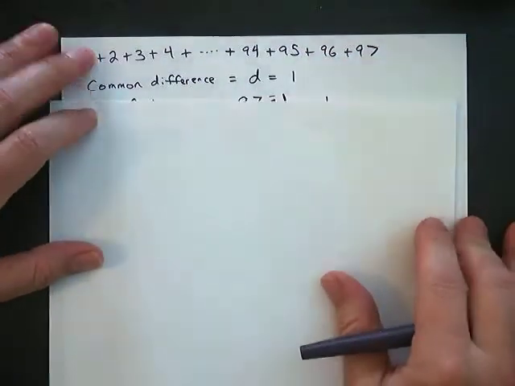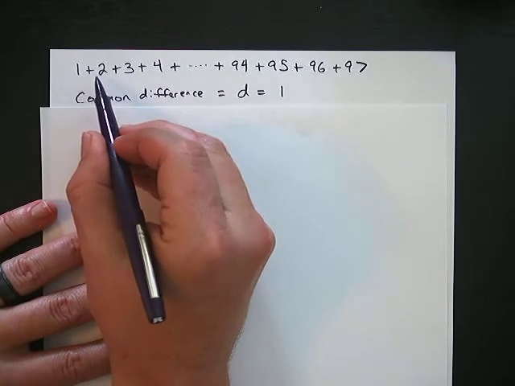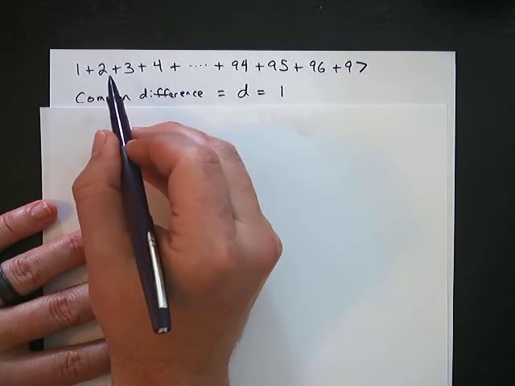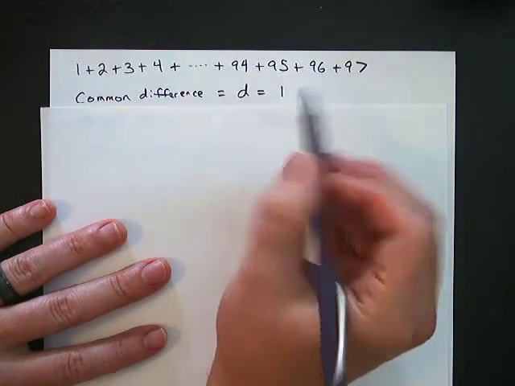The common difference is the difference between each successive term. So 2 minus 1, what's the difference? 1. 3 minus 2, what's the difference? 1. So the common difference in this, every one of them has a difference of 1.